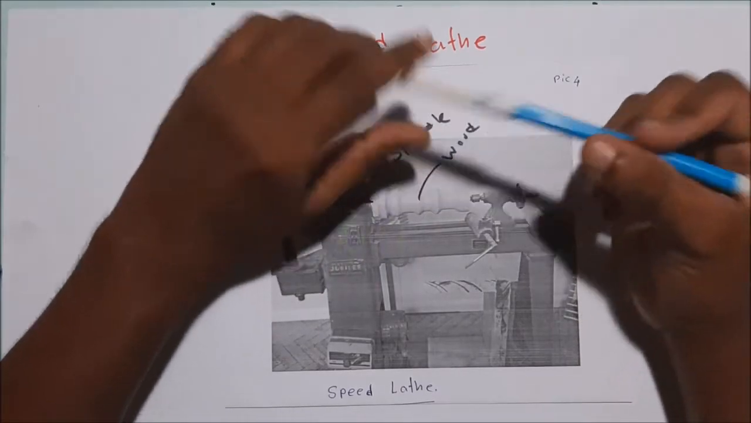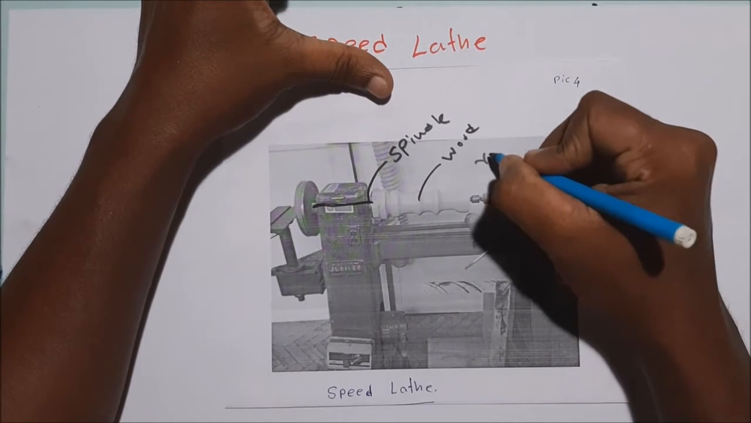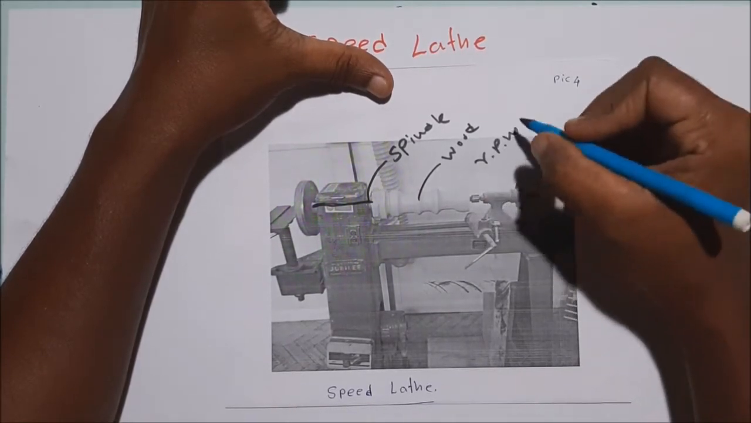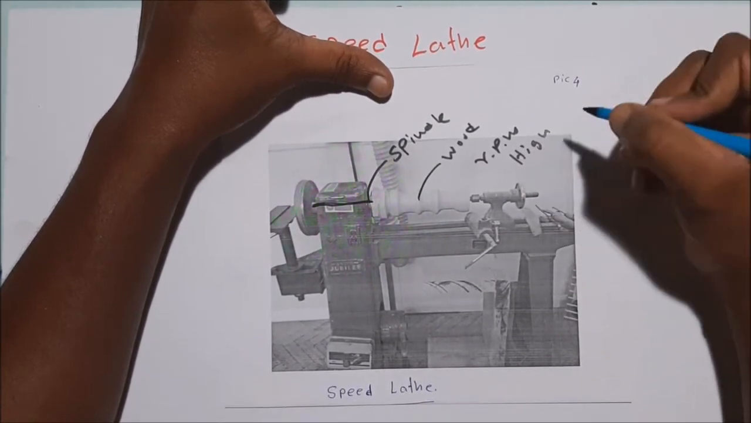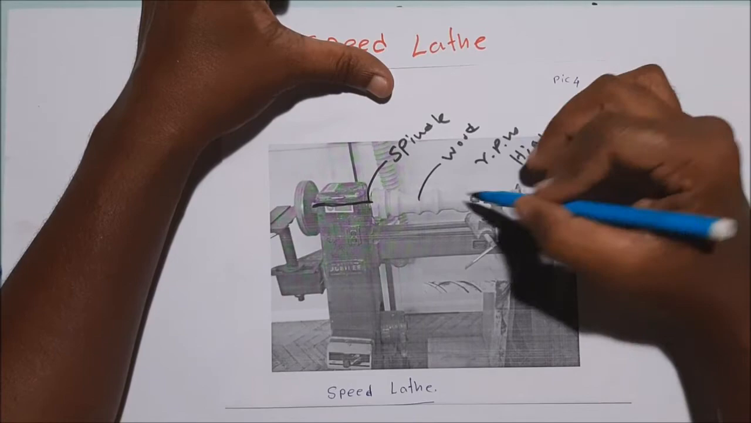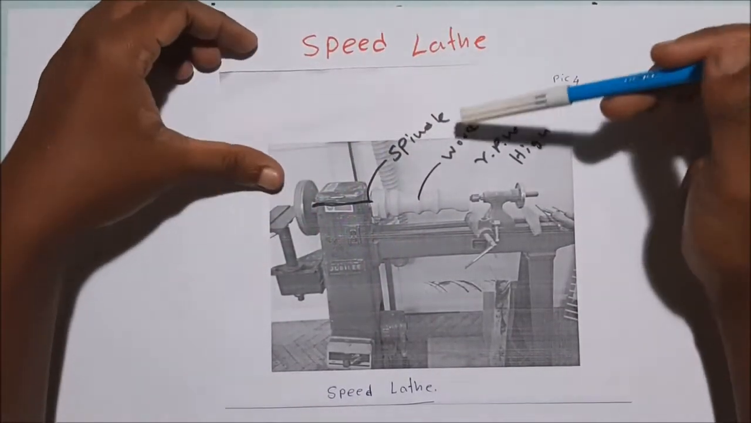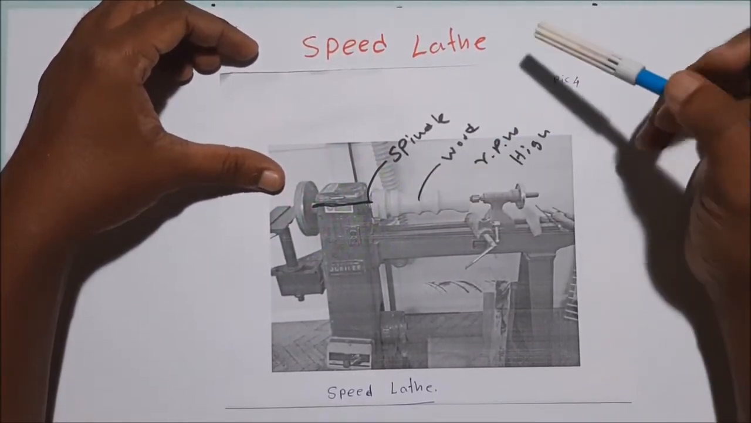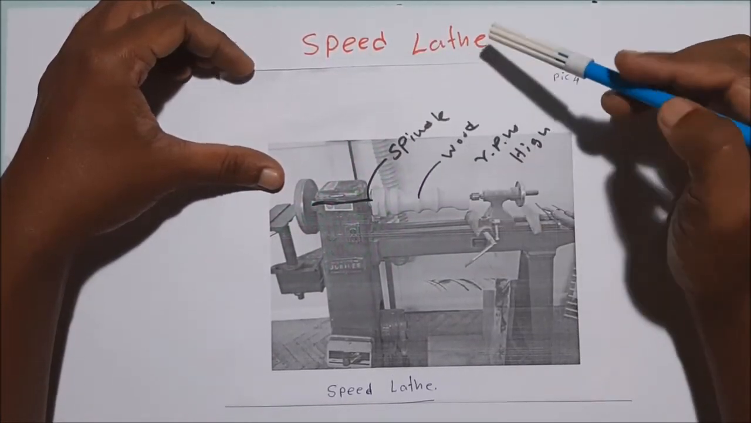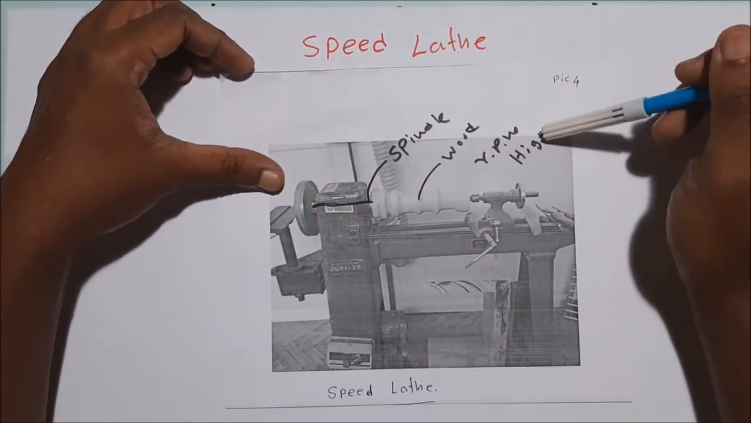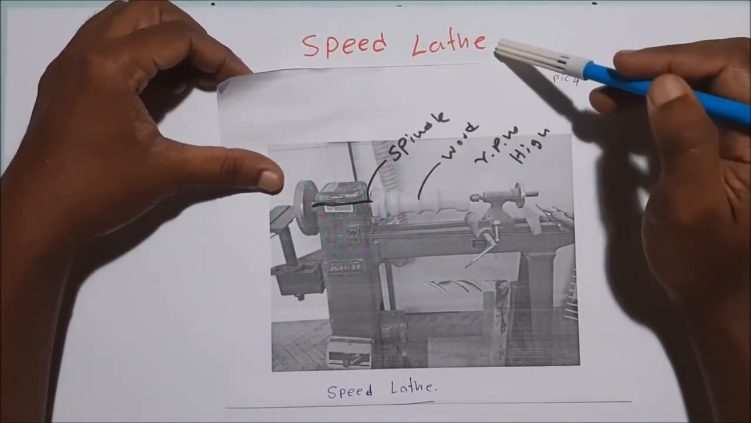Okay, this is the speed lathe. Why is it called the speed lathe? The RPM is comparatively very high. For polishing operations and woodworking operations, very high speeds are used to obtain the surface finish. That's why it's called speed lathe. Very high rotating speed is used for machine operations.